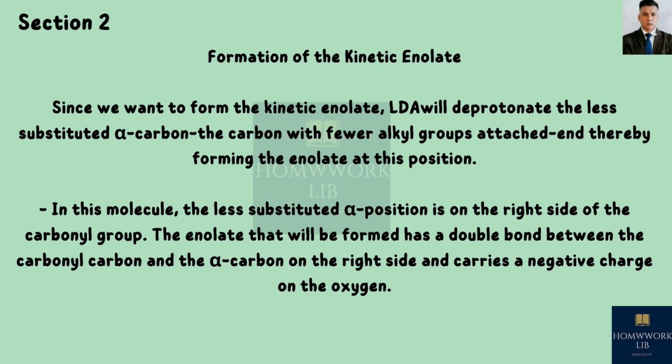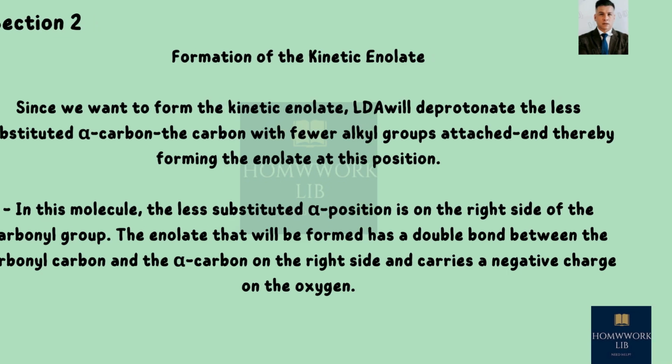Since we want to form the kinetic enolate, LDA will deprotonate the less substituted alpha carbon, the carbon with fewer alkyl groups attached, thereby forming the enolate at this position. In this molecule, the less substituted alpha position is on the right side of the carbonyl group. The enolate that will be formed has a double bond between the carbonyl carbon and the alpha carbon on the right side and carries a negative charge on the oxygen.